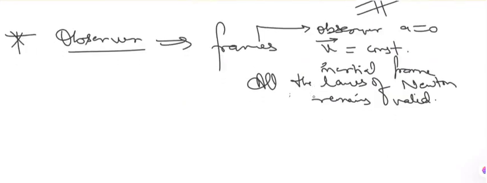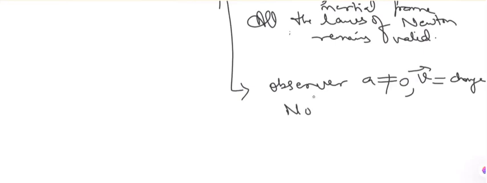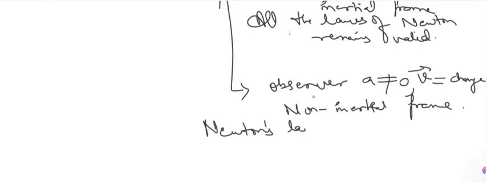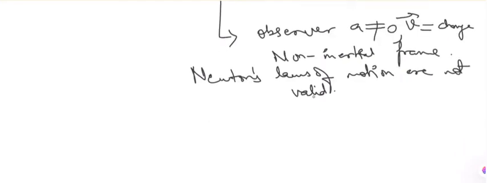Okay, the next frame of reference that we have is where the observer is also moving. That is, a is not equal to 0 and its velocity keeps on changing. Understood? So this is known as a non-inertial frame of reference. And here all Newton's laws of motion are not valid.